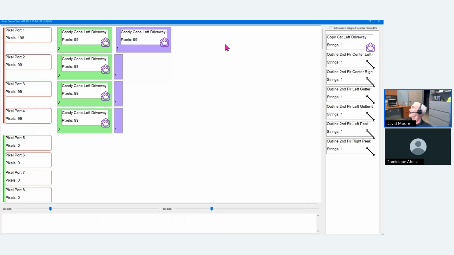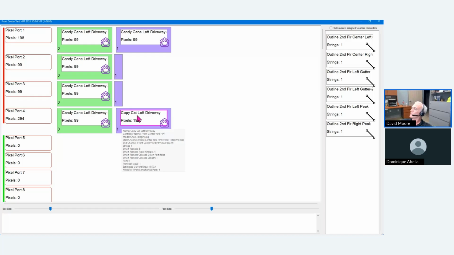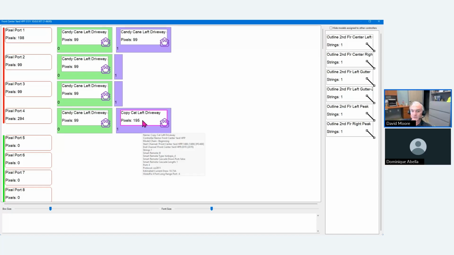All right, now we're going to drop our cane onto the 4th output of receiver number 2. Okay, now look over to the left. Notice how it has the pixel count, 294. This is because this pair of wires coming out of this jack feeds output 4 on the first receiver and output 4 on the second receiver. The data is going from the left to the right.